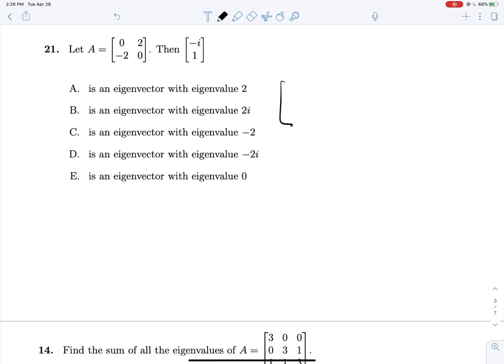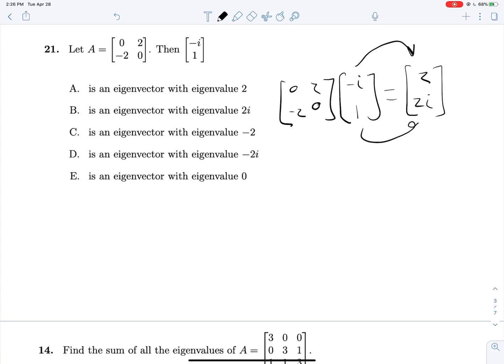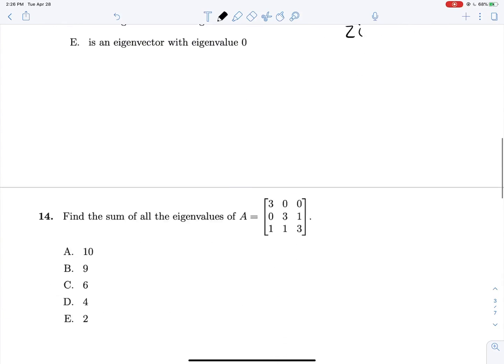So essentially what we can do is set up 0, negative 2, 2, 0 and multiply it by negative i, 1, we will get another 2 by 1 matrix with entries 2 and 2i. So what do we need to multiply each of these entries by to get to our output vector? Well, we need to multiply them by 2i. So the eigenvalue associated with this eigenvector is 2i. So that's our answer, and it's as easy as that.